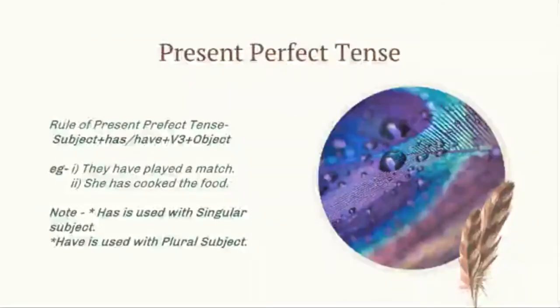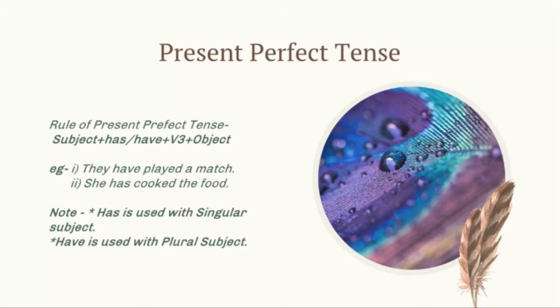The first category of tenses in the row is present perfect tense. The rule of the present perfect tense is subject plus has or have plus third form of the verb plus object. Children, has is used with singular subject, whereas have is used with the plural subject.